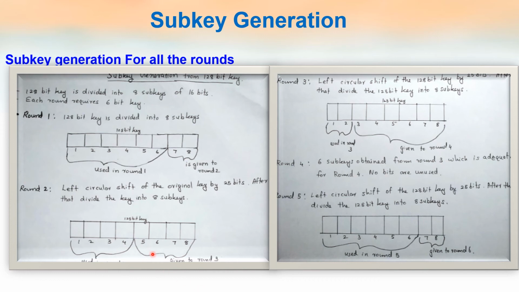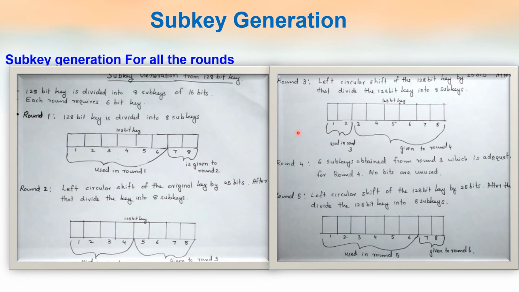Again here we can see that the remaining 4 subkeys on the right side are unused. They will be given to round 3. So round 3 gets these 4, and it requires 2 more subkeys to make it 6, because each round requires 6 subkeys. So before dividing into different subkeys, there is again a left circular shift of the 128-bit key by 25 bits.